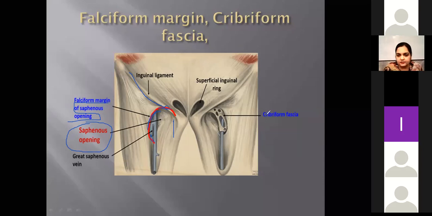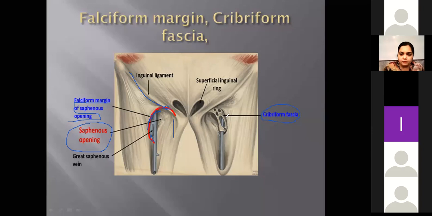Now, another term related to this saphenous opening is the cribriform fascia. This saphenous opening is covered by another layer of connective tissue that is present only in this region. This hole is covered by a very thin, localized connective tissue layer that is sieved. Sieved means small tiny holes. That layer is simply called the cribriform fascia, and it contains holes.